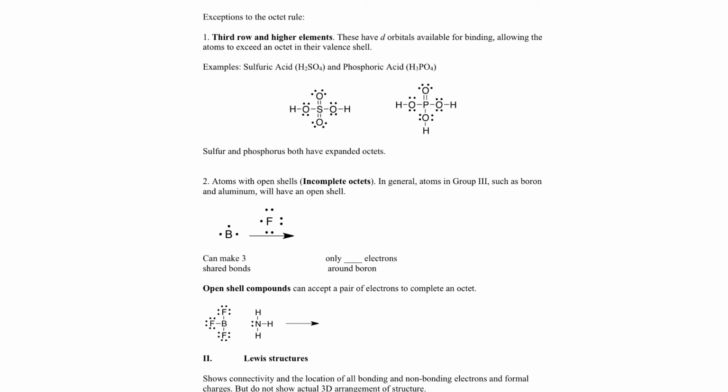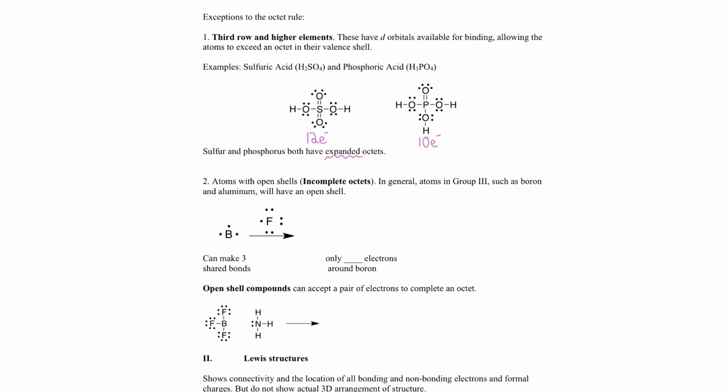Specifically in the sulfur and sulfuric acid, if we count the number of electrons it has 1, 2, 3, 4, 5, 6 bonds. So the sulfur has 12 valence electrons. So that's an expanded octet. Phosphorus, same thing. It's also beyond the second row, so it's third row and higher. So if we count the number of electrons, it has 1, 2, 3, 4, 5, 10 electrons. So both sulfur and phosphorus are happy right now, even though they don't have 8 valence electrons. They both have expanded octets.